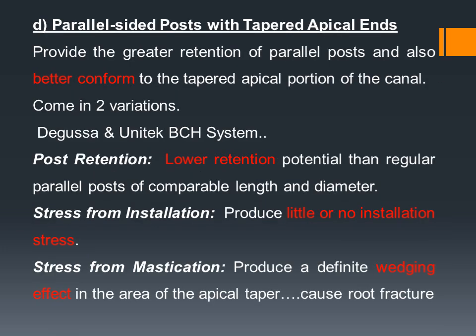Next, the tapered post, a sided post with tapered apical ends. These provide greater retention, and they also conform better to the tapered apical portion of the canal. This comes in two variations, the Digosa and the Unitec BCH system, but they provide very low retention because they are comparable to the length and diameter of the regular parallel post. They produce little or no installation stresses, and they definitely produce a wedging effect when forces act, which causes root fracture.